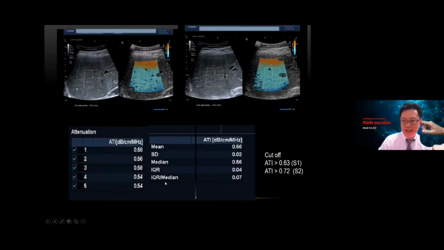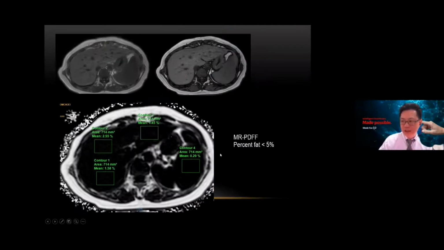So we do the ATI. The ATI cutoff for mild fatty liver is 0.6. This one is 0.5, so no fatty liver. So we confirm with the MRI. MRI PDFF is less than 5%. It corresponds well with a normal liver.